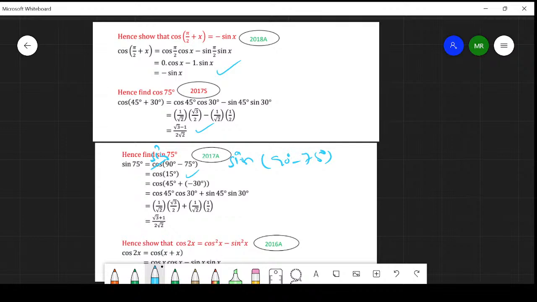Because they are asking to use the cos of A plus B formula, we are expanding this now. Cos A cos B, cos of minus 30, which is cos 30 only. Or you can use cos 45 minus 30 also, no problem. You simplify. Cos of minus theta is cos theta. Sin of minus theta is minus sin theta. See here, what will I do now with this problem?